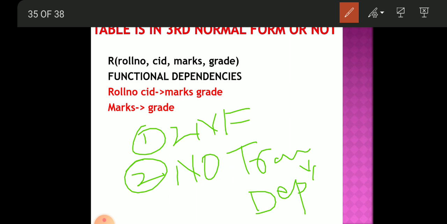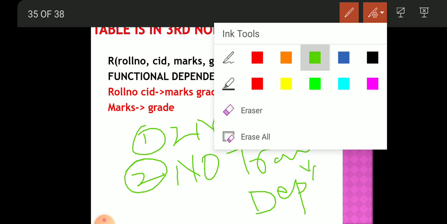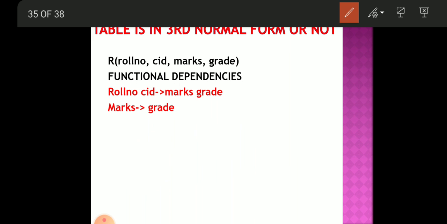You can also see that. If these conditions are fulfilled by a relation, then that relation would definitely be in third normal form. So let's check. First of all, we have to identify the candidate key, and before the candidate key, we have to identify the super key. So let's start from the super key. We have to consider all the attributes: roll number, CID, marks, grade.